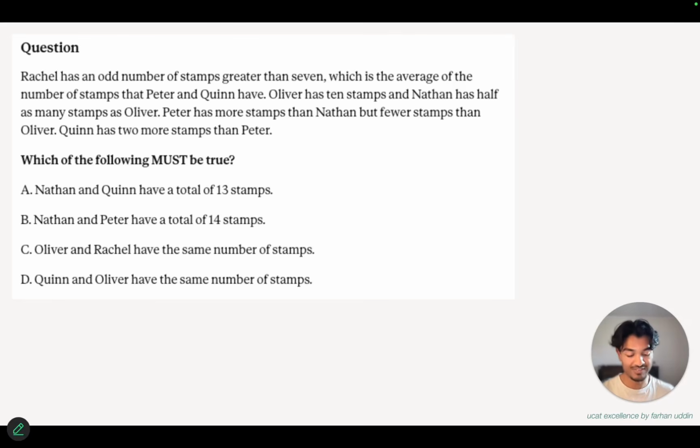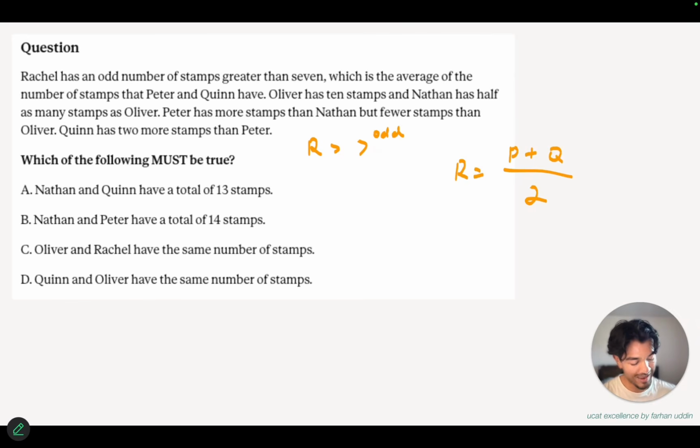So I'll try and represent as I go, as I read through what I see in front of me. And I find for a question like this, equations are the best. So Rachel has an odd number of stamps greater than 7. So Rachel is greater than 7, and I'm just going to write odd here so I remember, which is the average of the number of stamps that Peter and Quinn have. So Rachel is equal to the average of the number of stamps that Peter and Quinn have. So the way I would dictate that is R equals (P plus Q) divided by 2.